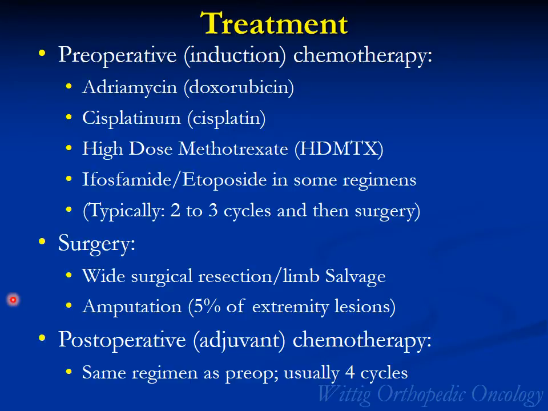Some centers use 90% as the number, and other centers use 99%, or use a type 1 response where there's virtually no detectable tumor. And after surgery, postoperative chemotherapy is given for approximately 4 cycles. So a total of approximately 6 cycles is given.